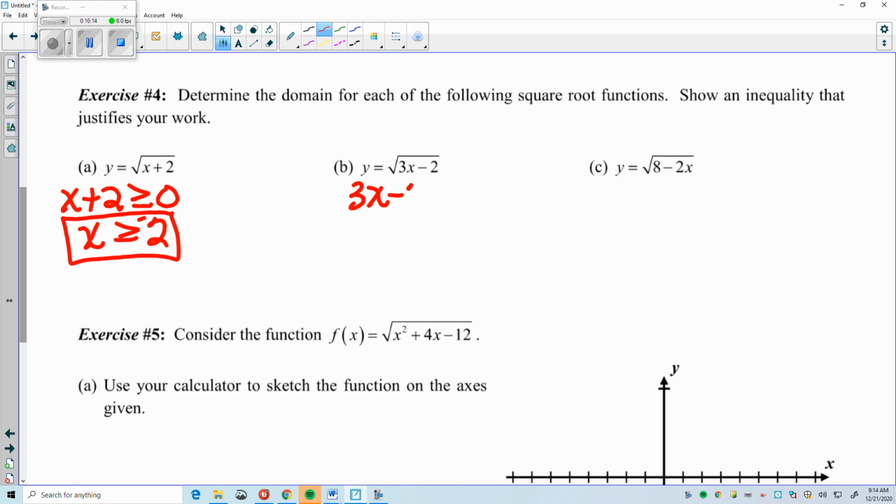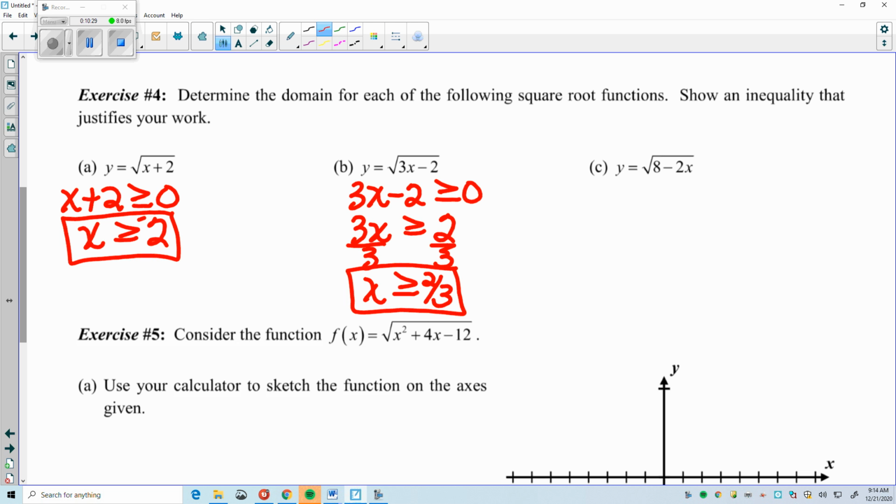So I know anything under the radical has to be greater than or equal to 0. So solving, divide each side through by 3, I can find x has to be greater than or equal to 2/3. Okay, and for this last, ooh, and I forgot a negative. Nope, I didn't. We're good here.